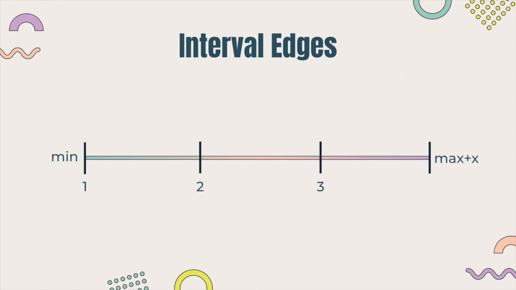Let's imagine we have interval edges of 1, 2, and 3. Let's see into what interval the data point 1.7 goes into. Okay, this was easy because this value falls between 1 and 2, so it would be in the first interval. Now, a trickier question. What interval does the data point 2 belong to? If we remember that the right edge is not included in an interval, it means that the data value 2 falls into the second interval.